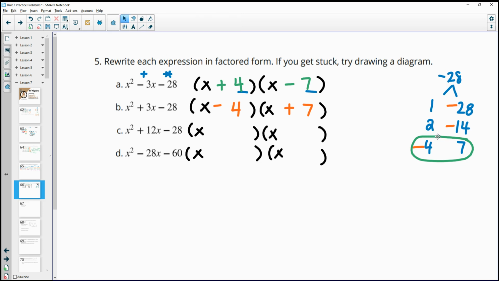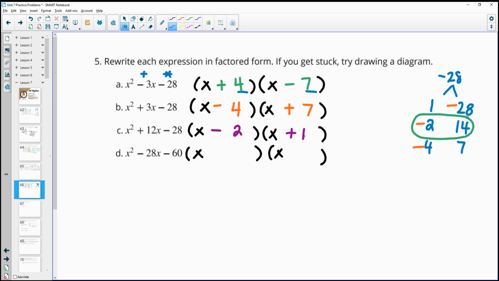Now if we go back up to this one, if you remember, this gave us -12. This gave us +12. So if the 2 is negative and the 14 is positive, that will give us a +12 for our middle term while also multiplying to -28 for the end term.